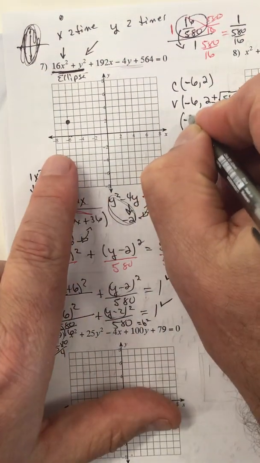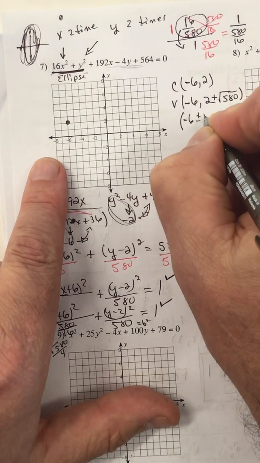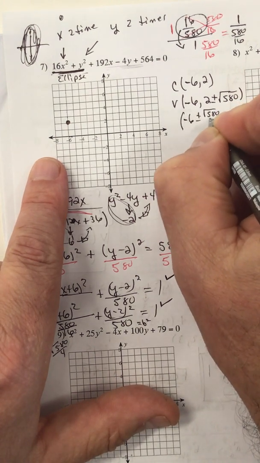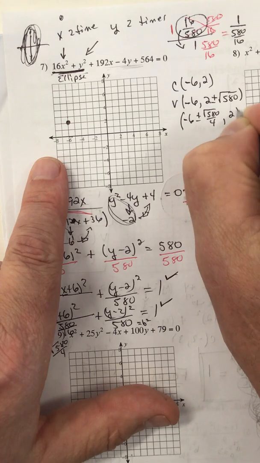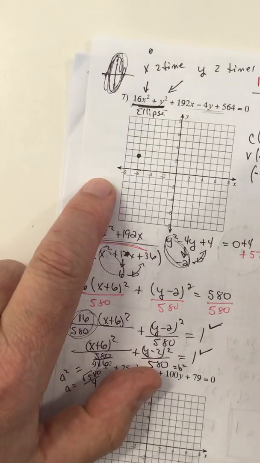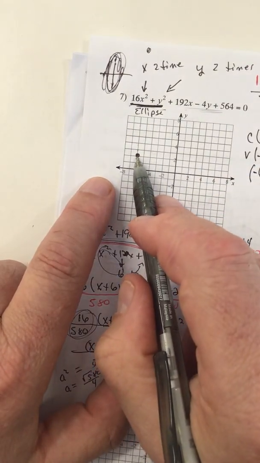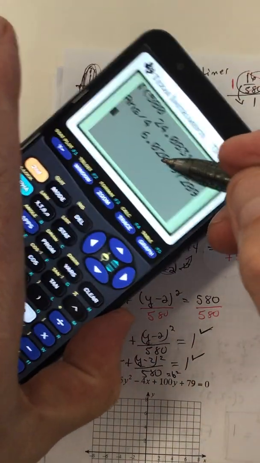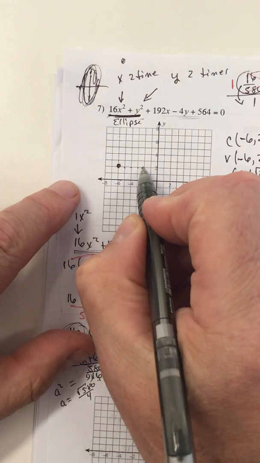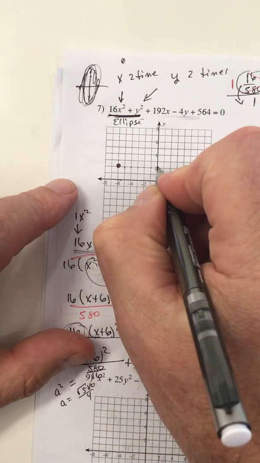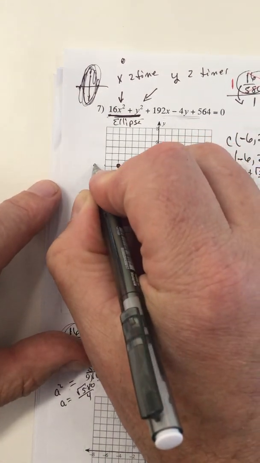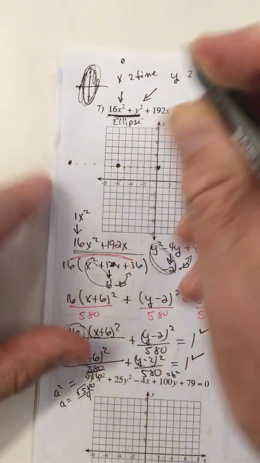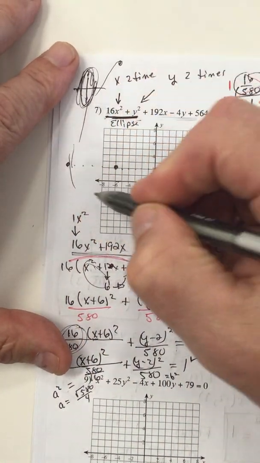So the other vertex is -6 plus or minus the square root of 580 over 4, at 2. So starting at this -6, it's going this number. So it's going to about 6. 1, 2, 3, 4, 5, 6 in just a little bit. And 1, 2, 3, 4, 5, 6. Okay, so there's my shape.